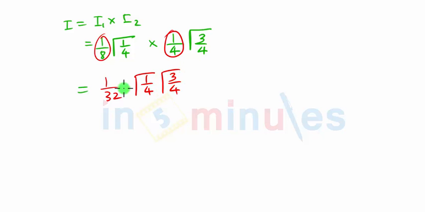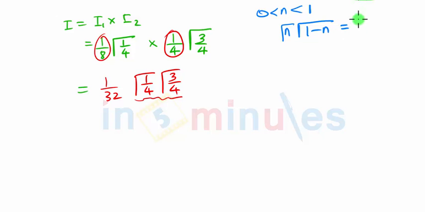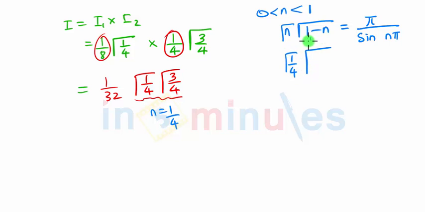So now how to solve this part? If you know, we learnt one property when n is between 0 and 1. We have gamma of n and gamma of 1 minus n will be pi upon sine of n pi. So this is our property. So in this case, if we consider n equal to 1 by 4, so this is gamma of 1 by 4, and gamma of 1 minus n, that is 1 minus 1 by 4, is nothing but 3 by 4. So these two terms are matching with this property.